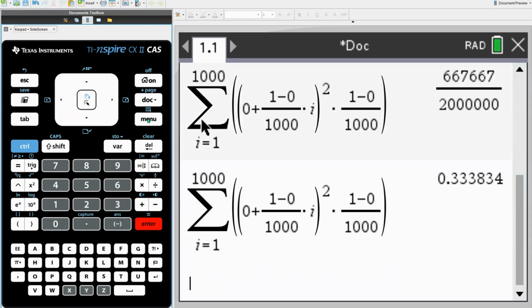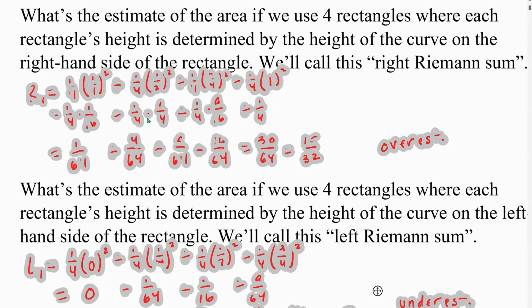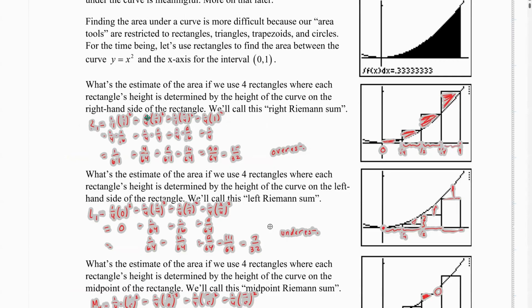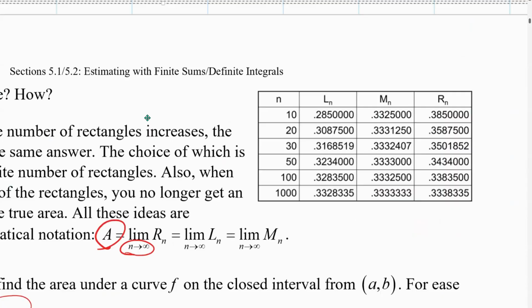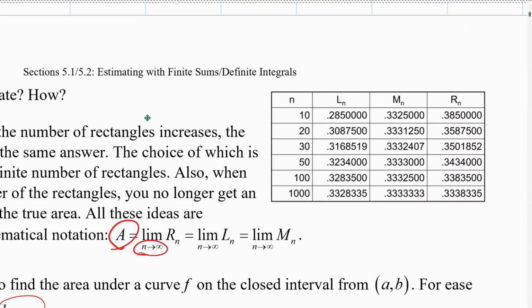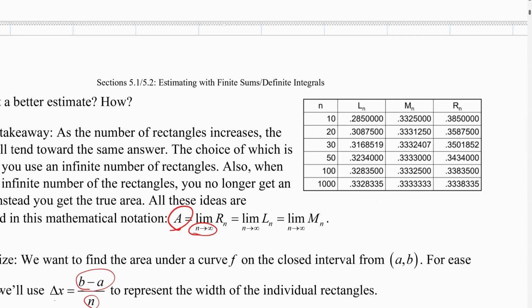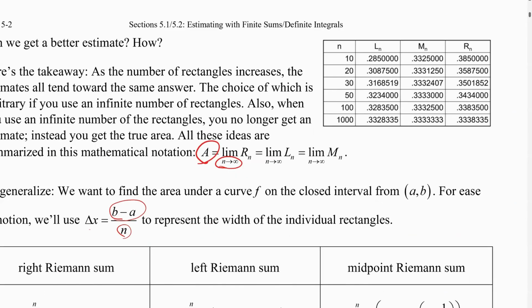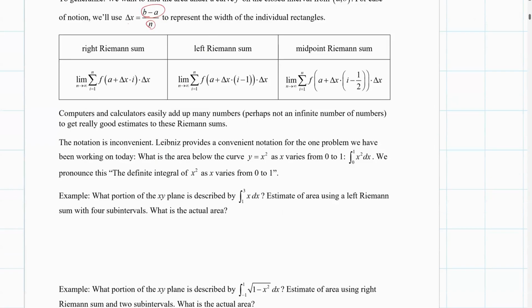Okay, that ends up being 0.333834. We actually do know what the area under that curve is. It is 1/3, and you can see that with 1,000 subintervals, we're getting kind of close. Now, how are we going to get the most exact answers? How do we go from changing the number of rectangles to get to that infinite number? Well, we're going to introduce some other things later to help us make that gap, right?